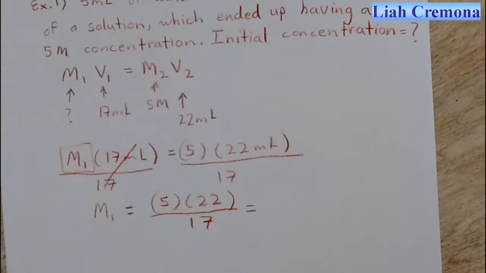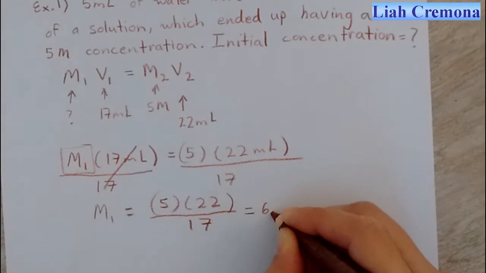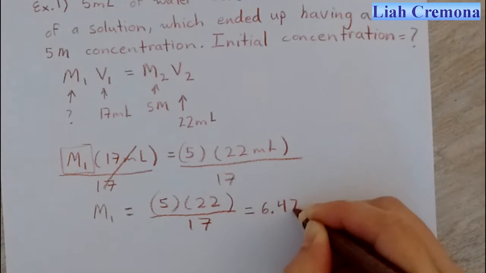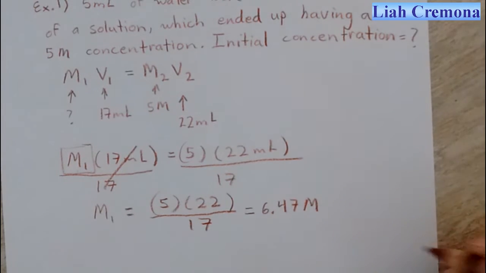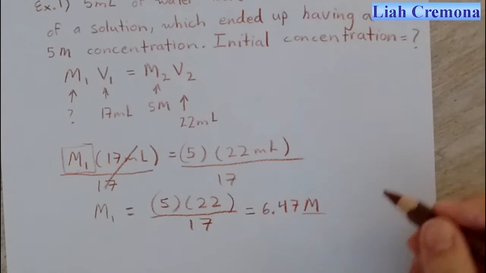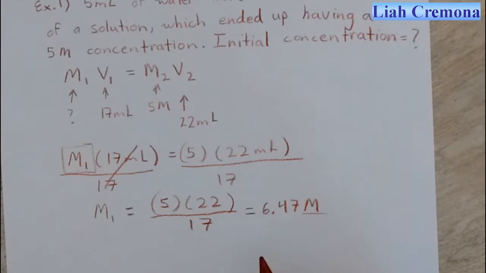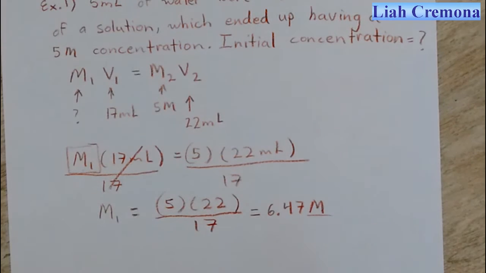The result here is 6.47. And we know that is the concentration represented by M. So the answer is that before dilution, the solution had a 6.47 molar concentration.